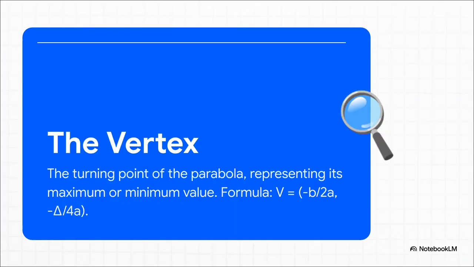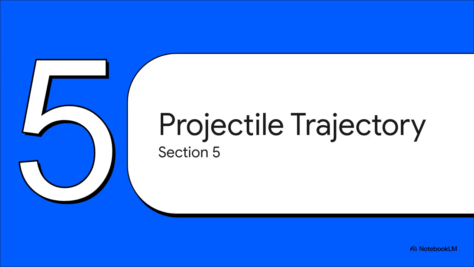Okay, the last landmark, and this is the big one, the vertex. This is the official turning point of the parabola. It's either the absolute bottom of the valley or the absolute peak of the mountain. And just like the roots, yep, it's got its own formula, giving us the exact x and y coordinate for this super critical point.